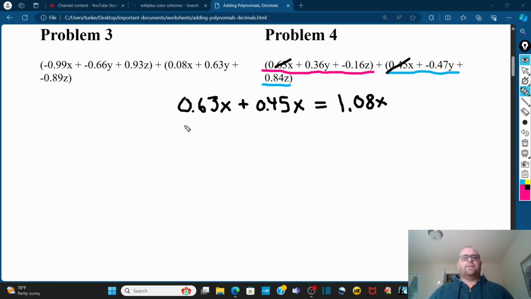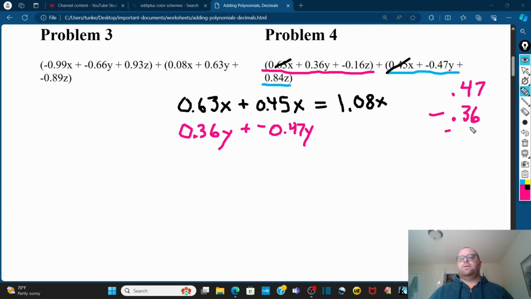Next up, let's add the y's. We've got 0.36y plus a negative 0.47y. So the negative 0.47, that number is further away from 0 on the number line. So we're going to take 0.47 and we'll subtract 0.36. That's going to go as 0.11. So our sum between these two numbers is actually going to be, since the negative is further away from 0, negative 0.11y. Let's move to the z's.